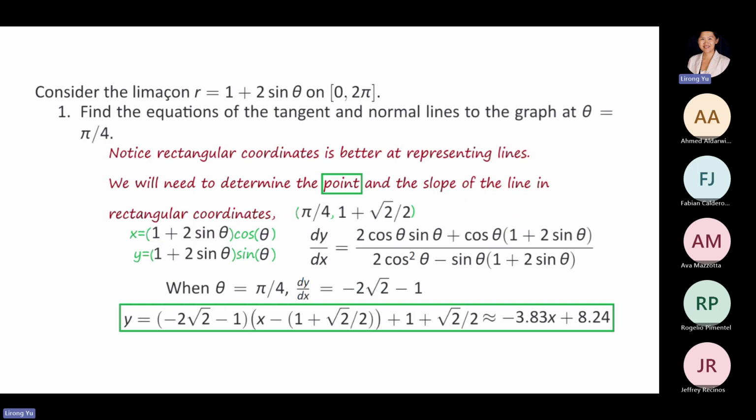So the tangent line looks like this. The slope is that number, and it's easier with the decimal. The number is actually negative 3.83, since negative 2 root 2 minus 1 is negative 3.83. Then the x value is calculated from r cosine theta, and the y value here, 1 plus root 2 over 2, is calculated from r sine theta. So that's the equation of the tangent line. Once we have the point and the slope, we have the equation of the tangent line. Any question?